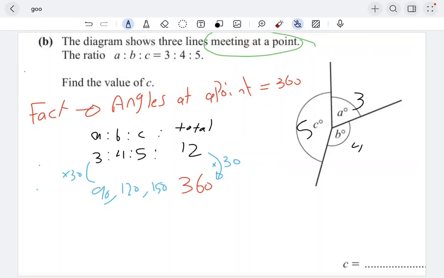And the question here is asking only about C, so it's 150. And it's always good to check: is 90 plus 120 plus 150 adding up to 360? Yes, so my answer is correct. Okay, that's a very simple way to solve any question about ratio.